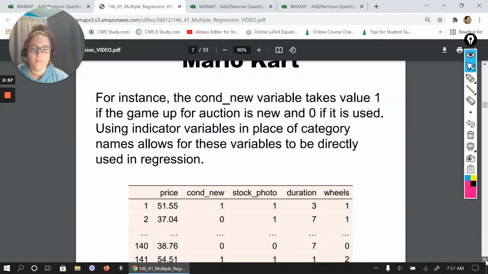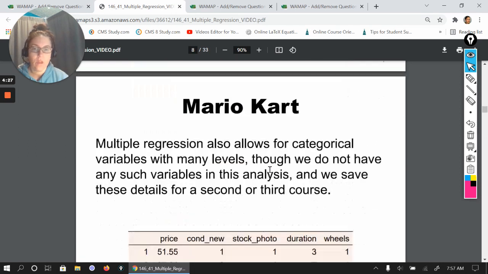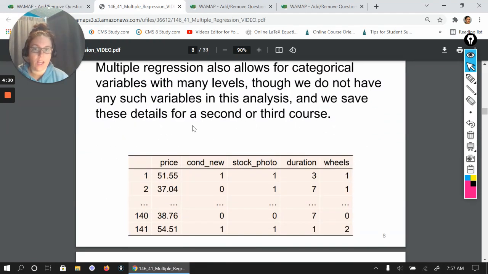For instance, the condition new variable takes value 1 if the game up for auction is new, and it takes on a value of 0 if it is used. So using indicator variables in place of category names allows for these variables to be directly used in regression. Multiple regression also allows for categorical variables with many levels, though we do not have any such variables in this analysis, and we save these details for a second or third course in statistics.